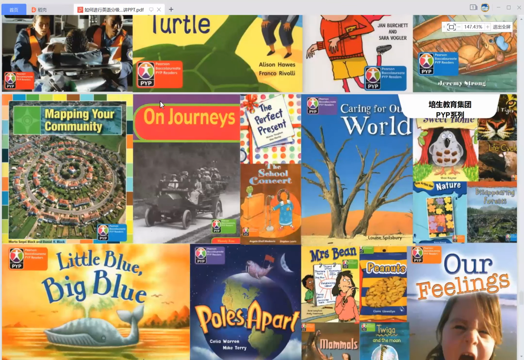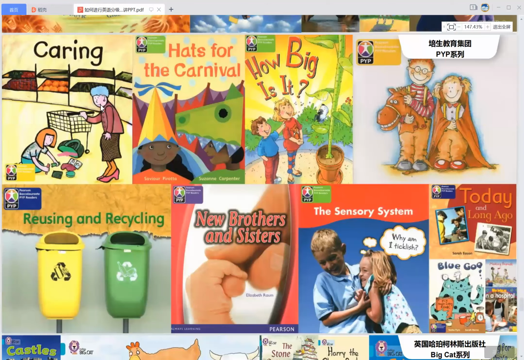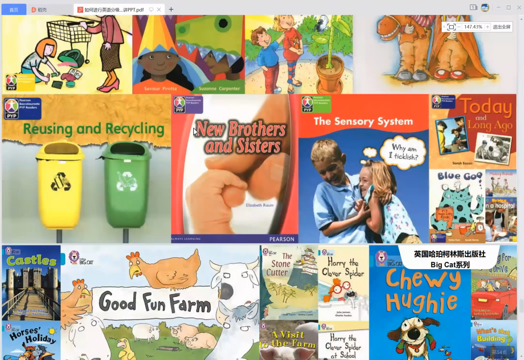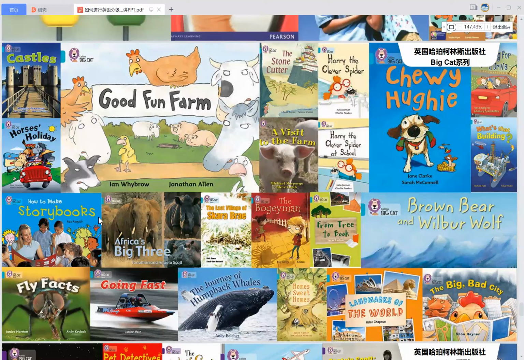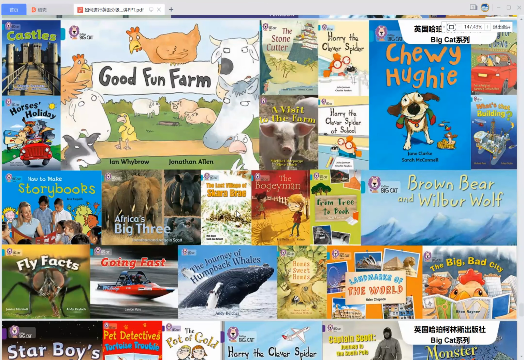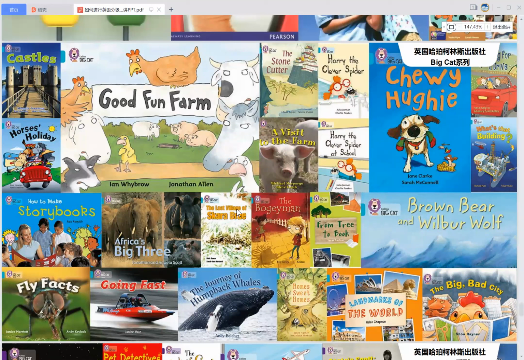And also these covers are from Collins for small kids: Good Fun Farm, African Big Three, How to Make a Storybook. I think these illustrators are very creative and artistic. They have been presenting children with many imaginary or fantastic pictures and illustrations. So I really have to say thank you to all the illustrators globally, because without you, the books would not be as fun as they look.